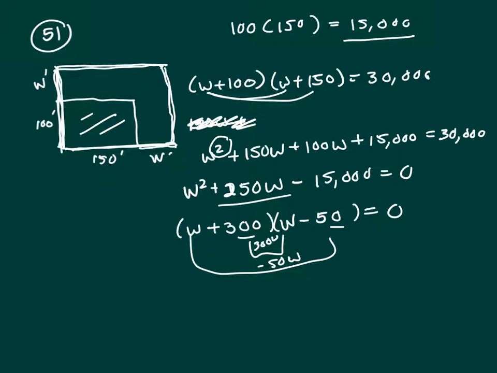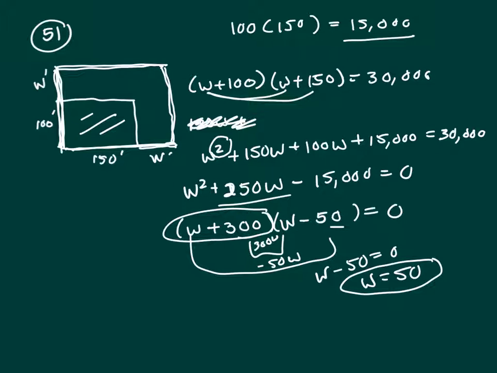So that works. And then if you set this equal to 0, it's going to give you a negative 300. If you set the W minus 50 equal to 0, you get W equals 50. So there's your answer because the width's got to be positive. And the reason you set these equal to 0 and solve is because you've got two things multiplied together and it gives you 0. What's the only way you can multiply two things together and get 0? If one of them equals 0.